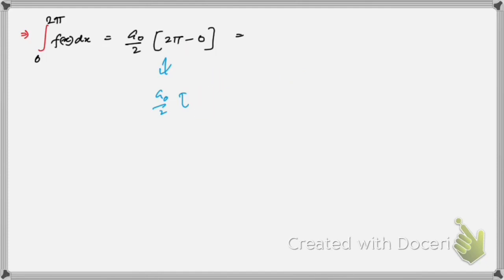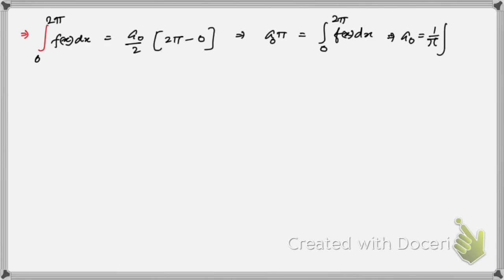So now you see, it has become pi because these two will be cancelled. So this is our final result. a0 will be equal to 1 by pi integration 0 to 2 pi f of x dx. So this is the value of a0.